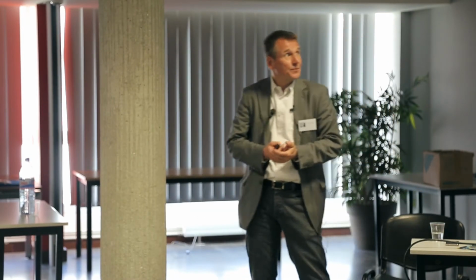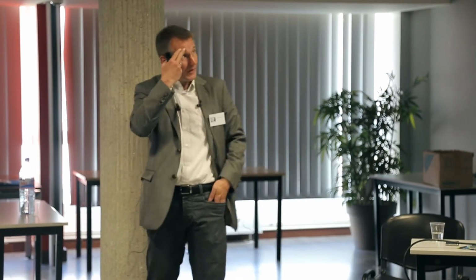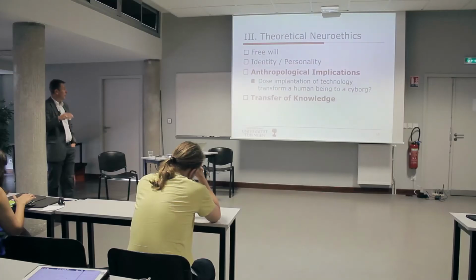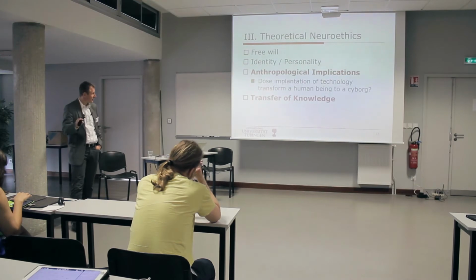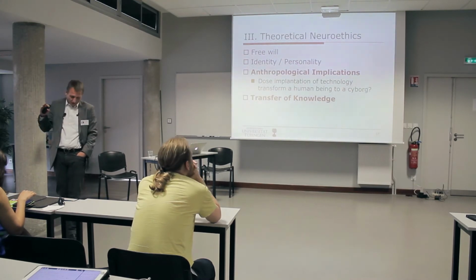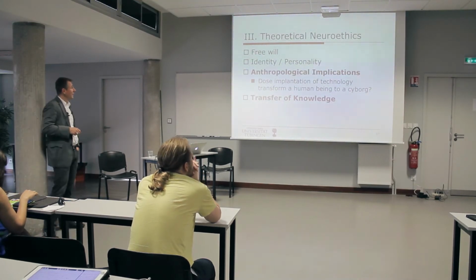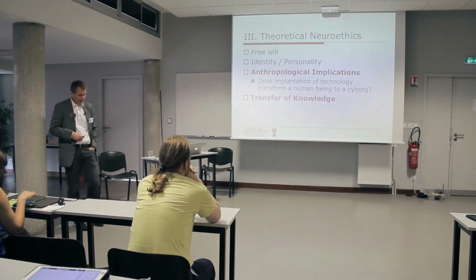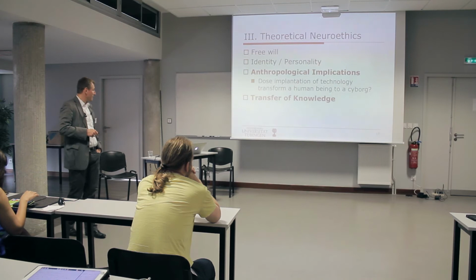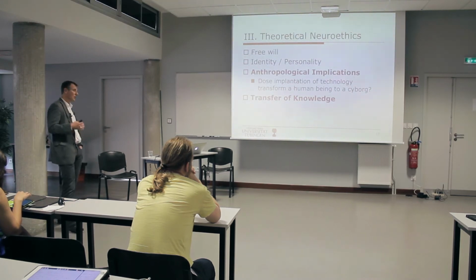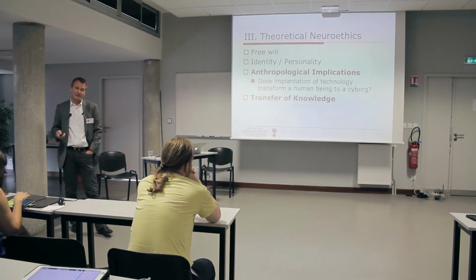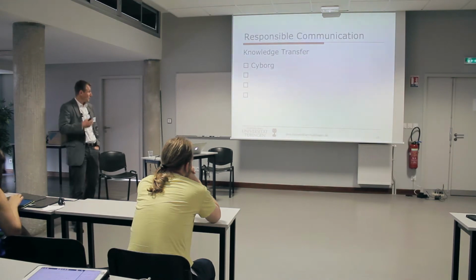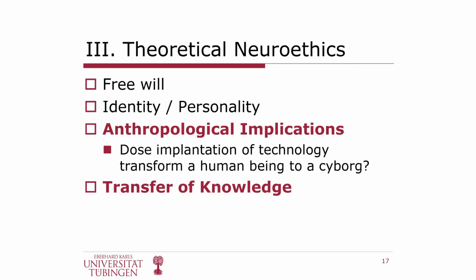The final section, theoretical neuroethics: we can talk about free will, identity, personality, or a lot of other issues. I want to go into some anthropological implications and frame it in terms of transfer of knowledge or responsible communication, as I said in the beginning. Transfer of knowledge: I want to begin with the cyborg.